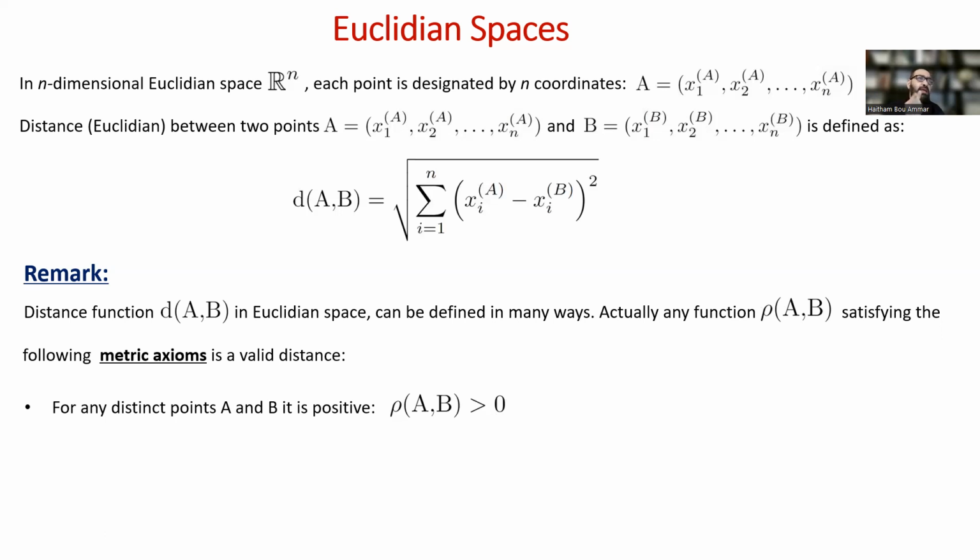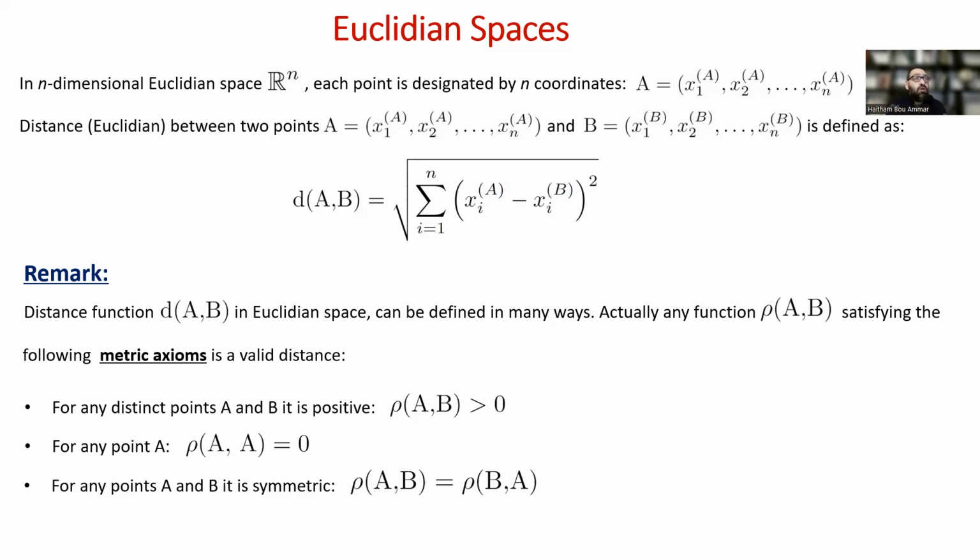And now, of course, if B is A, then that should be 0. So the other thing is that for any point A, if you take the distance between that point and itself, then it should be 0. And it should also be symmetric, because the distance from A to B should be the same as the distance from B to A. So if you're able to define a function that satisfies these three axioms, the positivity if two points are distinct, the equality to 0 if this is the same point that you're taking the distance to, and the symmetry property, then you will also have a valid distance in that Euclidean space.